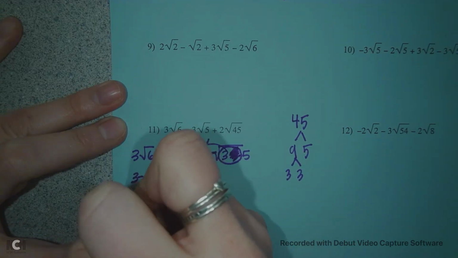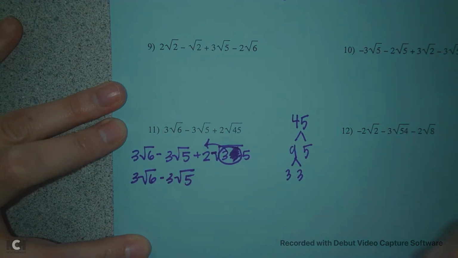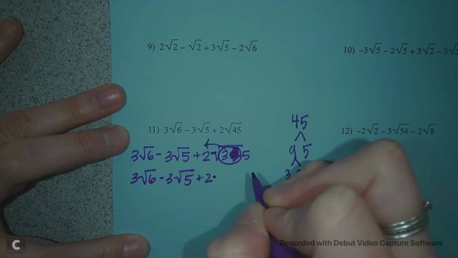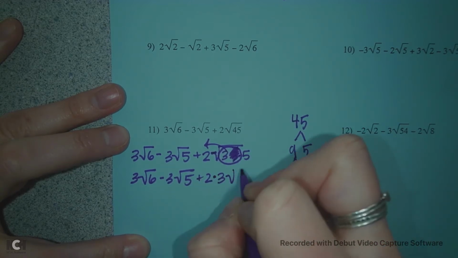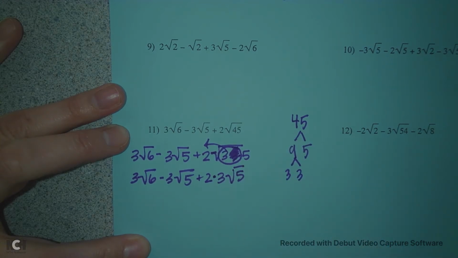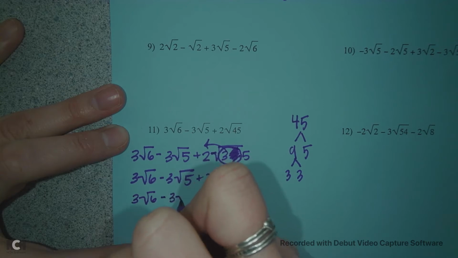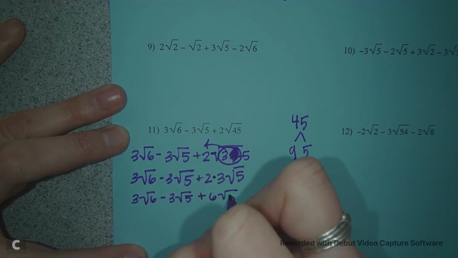So now we have 3 root 6. Nothing in the front is changing, so I'm just rewriting that down. When we take out a 3 to be with this 2, we are actually multiplying to what we have already. And then what's getting trapped underneath is our 5. Okay, so I'm just going to show you step by step. So we have 3 root 6 minus 3 root 5, and 2 times 3 is 6 root 5.